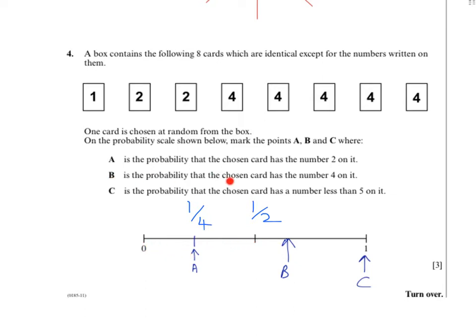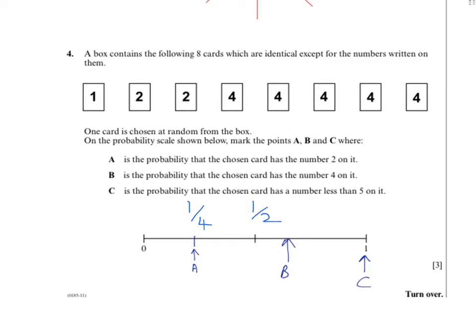The next one, probability that the card has a number 4 on it. How many 4s do we have? 1, 2, 3, 4, 5. More than half, so it's got to be up here. Okay? And then finally, the probability that a card has a number less than 5 on it. Well, every single number is less than 5, so that's got to be pointing at the 1. Going back to George's question, it's got to be here.